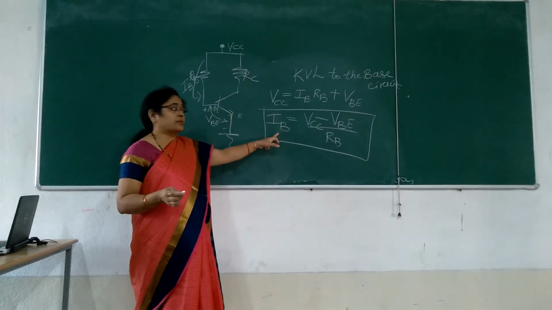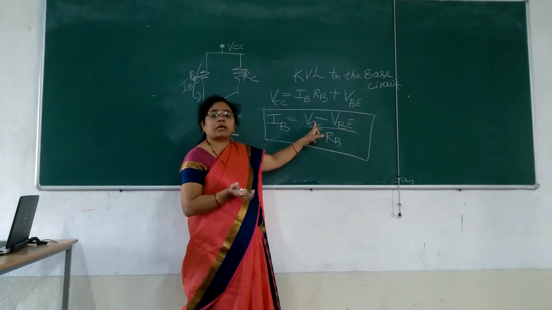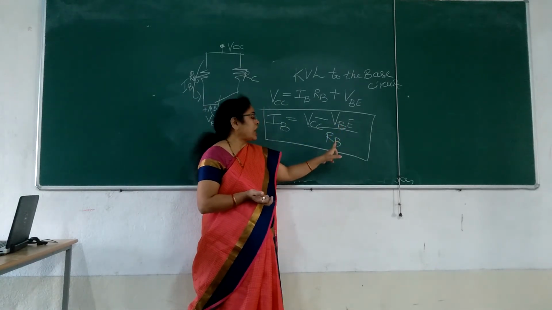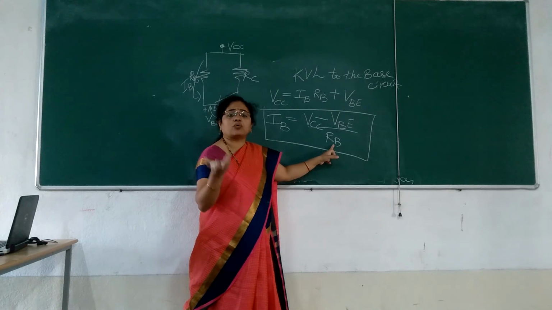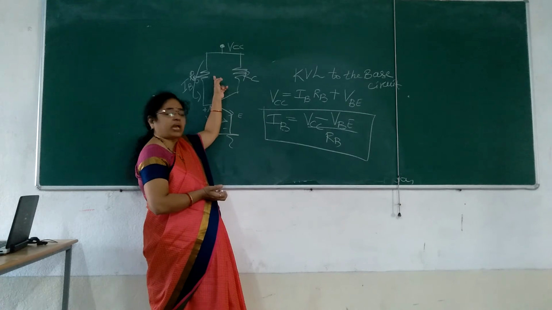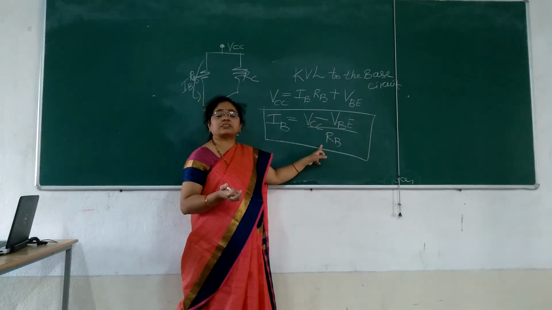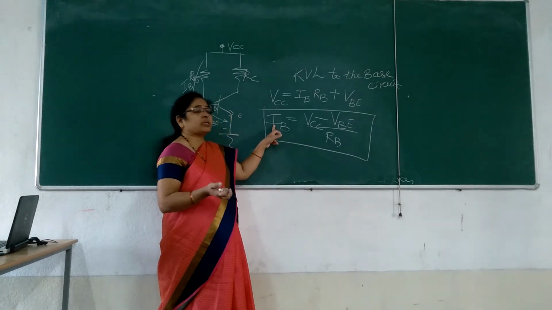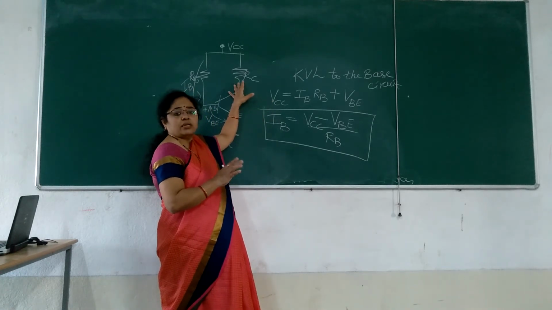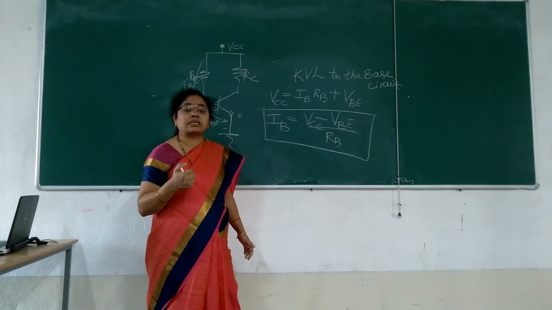Now you observe here, what is VCC? It's a constant, generally 15 volts or 12 volts applied to the circuit. VBE, as already said, is 0.7 volts. RB is a fixed resistance value which we have designed. Therefore, since all these parameters are constant, IB is constant, and this is how biasing is done.